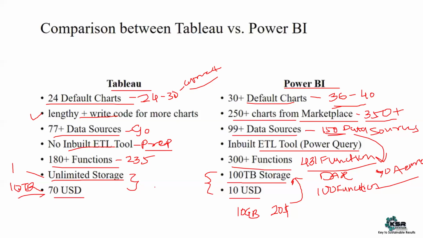So in terms of costing and storage, 100 TB is more than enough. Our normal reports will never go more than 5 or 6 GB. So with 100 TB, you can load any data, you can dump any kind of reports as well. And there are three options: one is Pro, one is premium per user, and one is premium per capacity. Now we'll see the differences, what licenses are available in Power BI and how the storage options work. But prior to that, we have just seen the comparison between Tableau and Power BI.